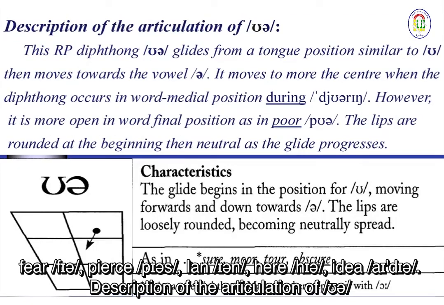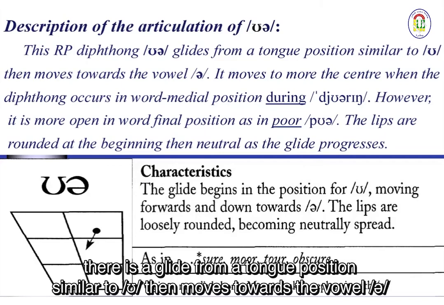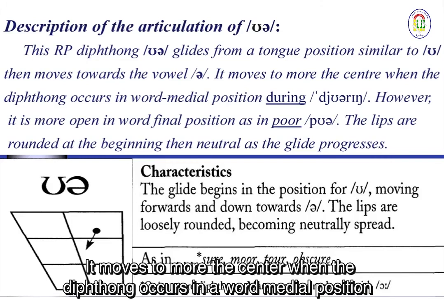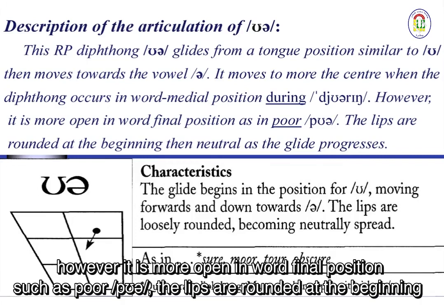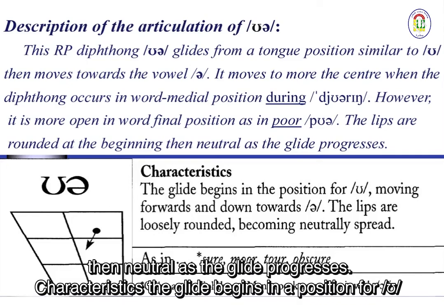Description of the articulation of UA. There is a glide from a tongue position similar to short U, then it moves towards the vowel schwa. It moves more to the center when the diphthong occurs in a word medial position. However, it is more open in word final position, such as poor. The lips are rounded at the beginning, then neutral as the glide progresses.